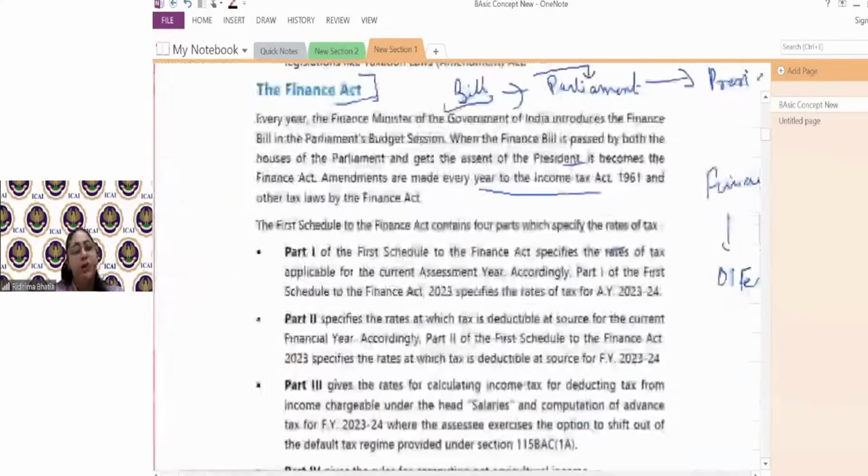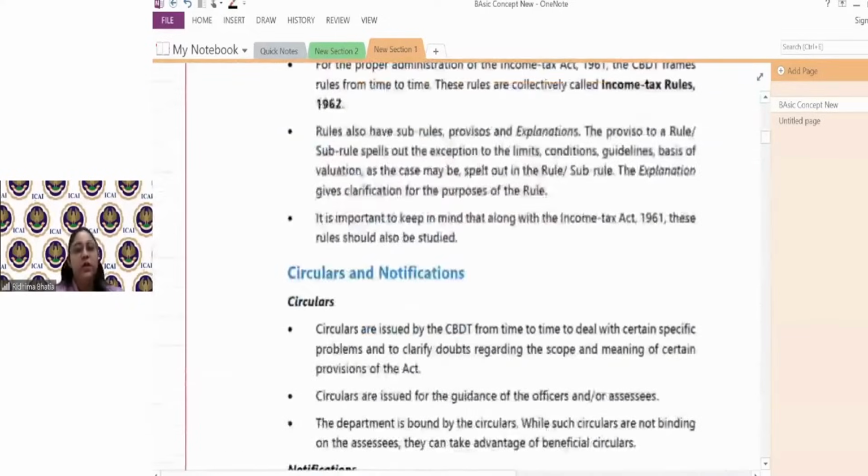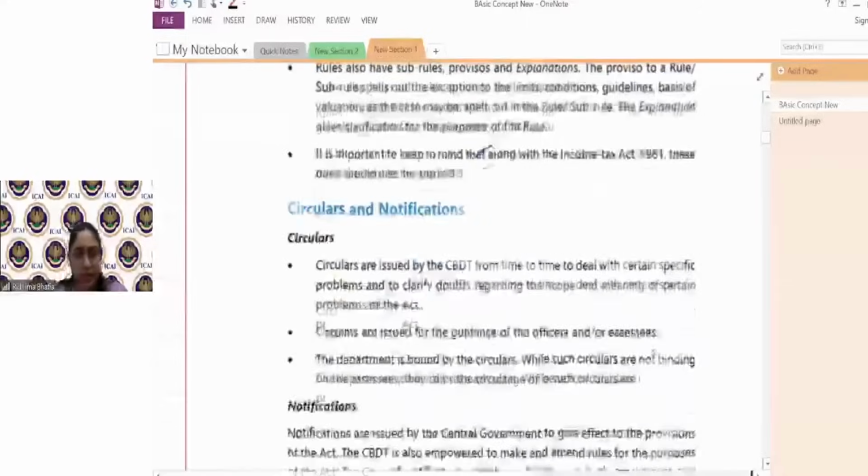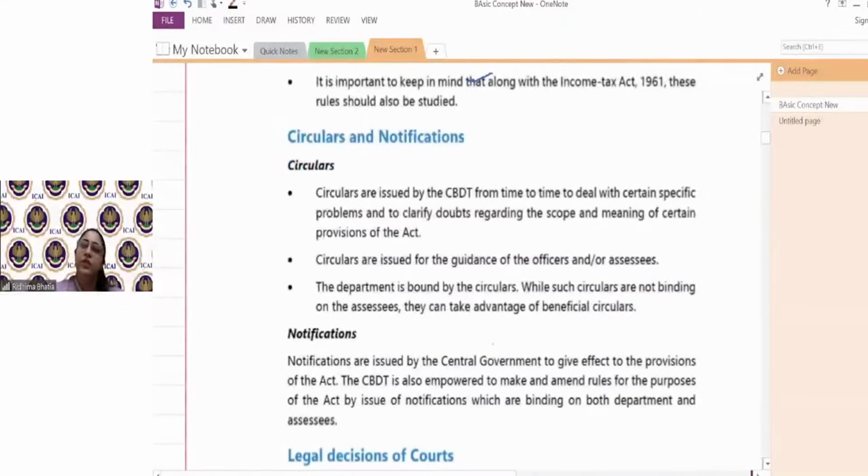Next part, we studied circulars and notifications. Income tax rules, I think it is clear. It tells you how the act has to be administered. What are rules? Rules tell you how to do something, right? Games have rules too. Similarly the rules of the income tax act say how a particular thing has to be done, how a particular thing has to be valued, how a particular thing has to be computed. That would be given in rules. They are certainly the guidelines of how a particular thing has to be done. Circulars and notifications, clear. Circulars are clarification.